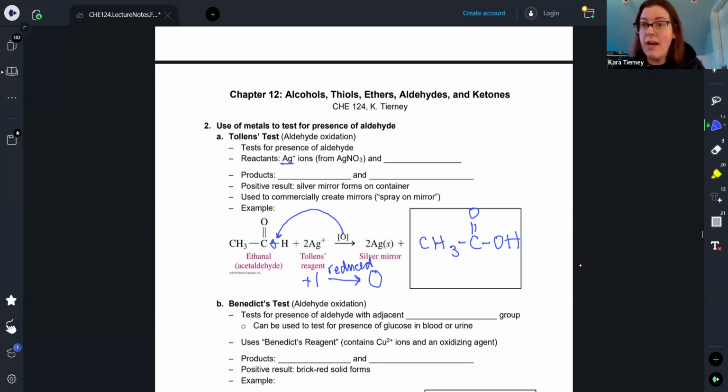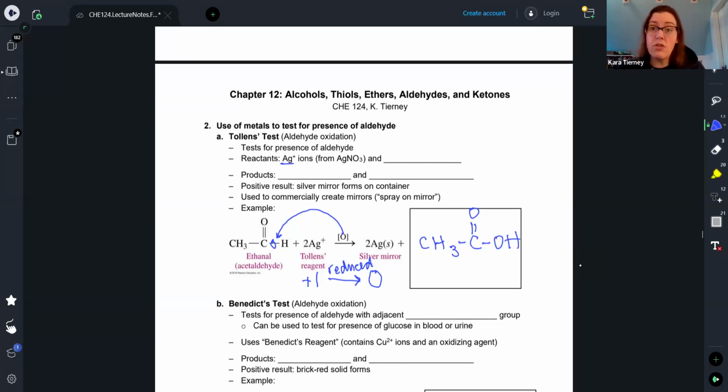And that is a redox, right? Our aldehyde is oxidized, the silver ions are reduced. And what's really cool about this is these silver ions attach themselves to the container walls. And so I have a flask where the inside of this glass flask has this silver coating because the silver ions deposited themselves onto the glass.